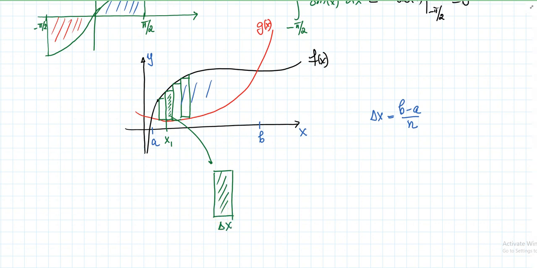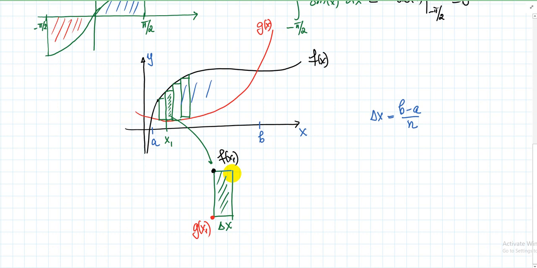So what is this point? This is g of x1, right? So what about this point? f of x1, right? Do you understand this? f of x1 tells me the height of the curve f at this point x1, right? So this is f of x1, this is g of x1.